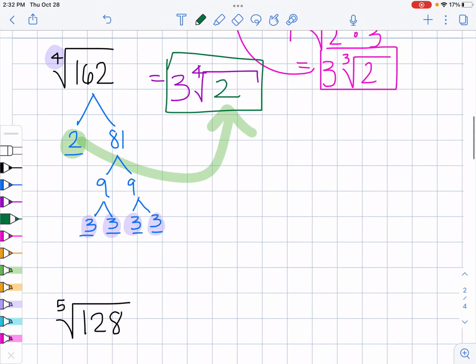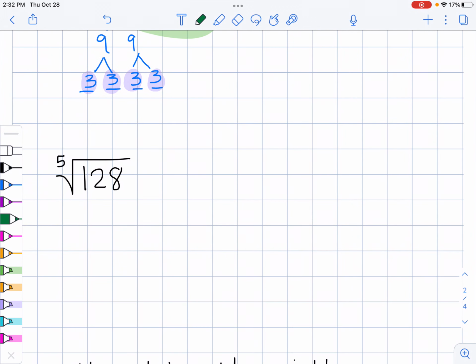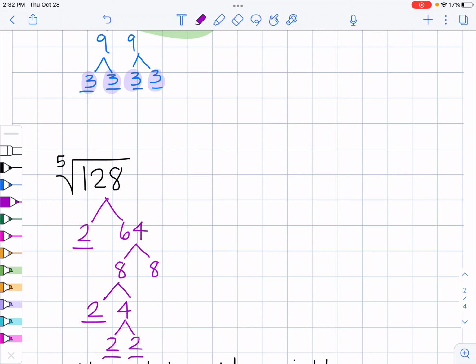Let's try another one. Ooh, now we're up to 5th root. Okay. What multiplies to 128? Well, it's an even number, so I'm going to do 128 divided by 2 gives me 64. So 2 times 64. 2 is a prime number. 64 isn't. That's the same as 8 times 8. What multiplies to 8? 2 times 4. 2 is a prime number. What multiplies to 4? 2 times 2. And I'm going to do the same over here. 2 times 4 and 2 times 2.